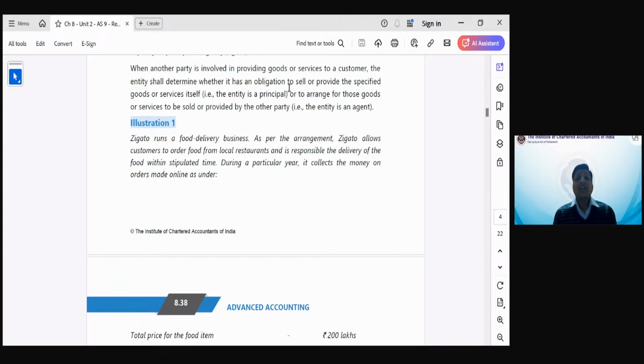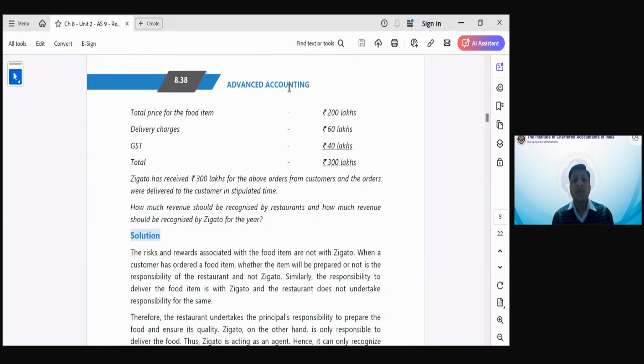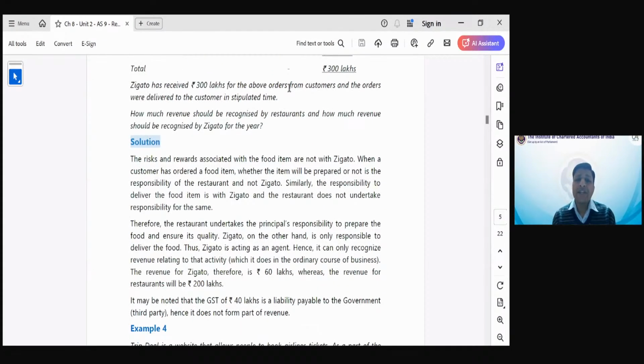Now, let's try to understand what is the role of Zigato. So Zigato is responsible only for the delivery. Only for the delivery. Clear? Therefore, Zigato is acting as the agent. Therefore, what should be the amount of revenue which Zigato will recognize? Only 60 lakhs. Only 60 lakhs. Clear on this? Yeah? Clear on this? Correct.